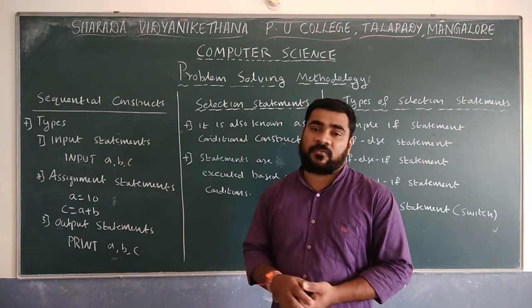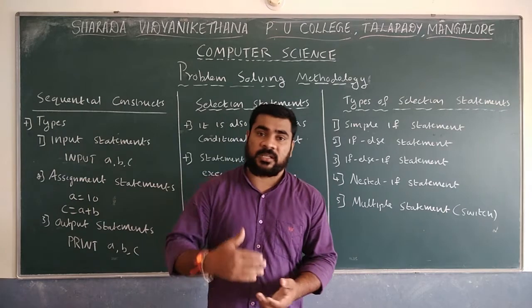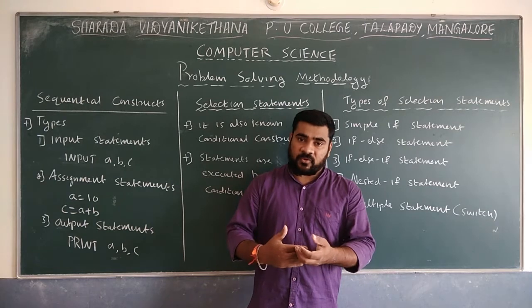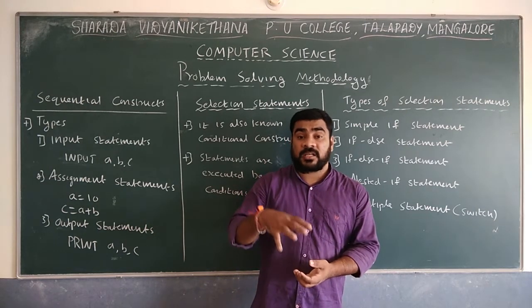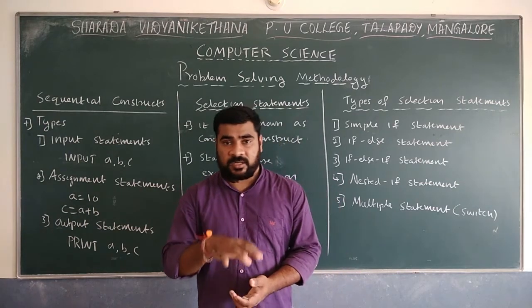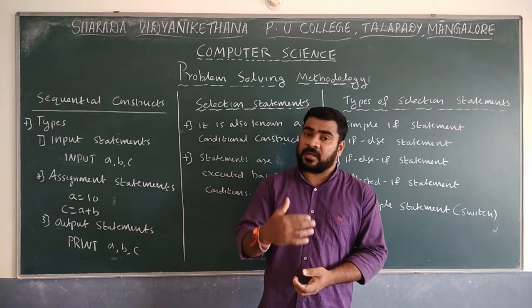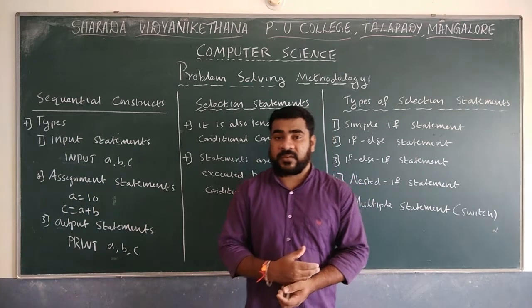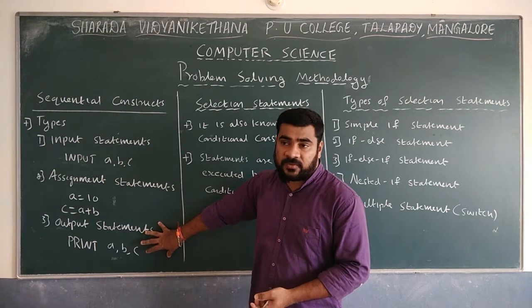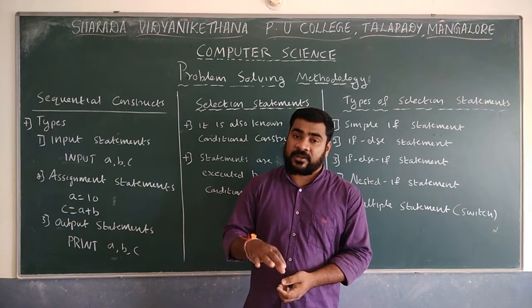Already we discussed what a sequential construct is. In a sequential construct, the statements are executed one after another. First one statement will be executed, then one more. Without skipping any statement, all the statements are executed. That type of execution is known as sequential construct. The simple statements we can use are the input statement, assignment statement, and the output statement. Only 3 types of simple statements.